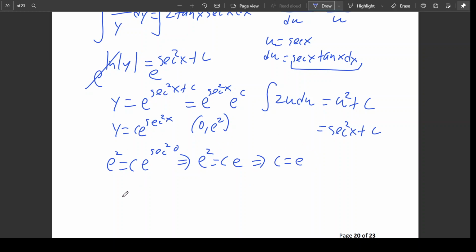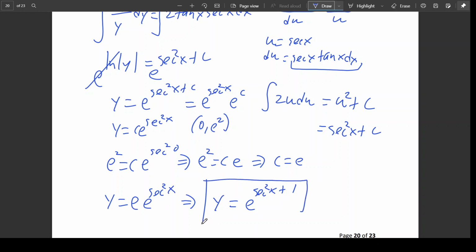So if I put that back in my original equation, I'll get y equals e times e to the secant squared of x. To be honest with you, this double e looks a little bit weird, so I personally prefer the version where it's e to the secant squared x plus 1. This step might have been a little bit unnecessary, but these are both the same thing, and I just like the way this one looks a bit better, so I'm going to stick with that as my final answer.